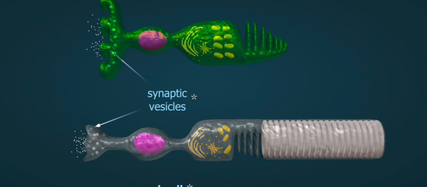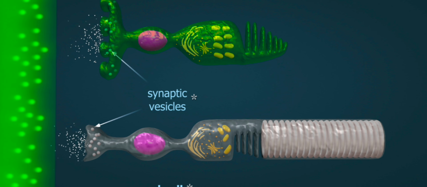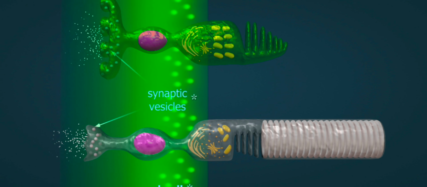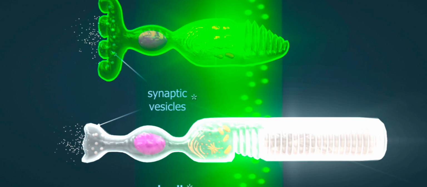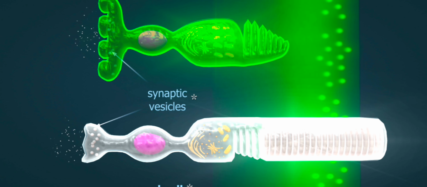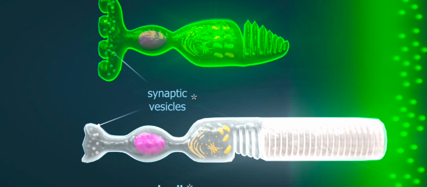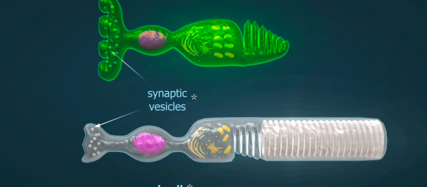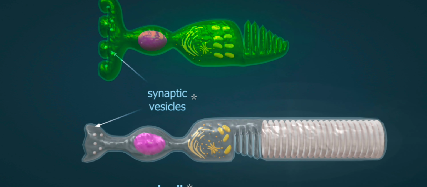In darkness, cones and rods continuously release a neurotransmitter called glutamate, which blocks bipolar cells. Light causes the receptor cells to hyperpolarize, that is, to produce an electric impulse. This stops the release of glutamate. Therefore, bipolar cells are unblocked and they produce action potentials.